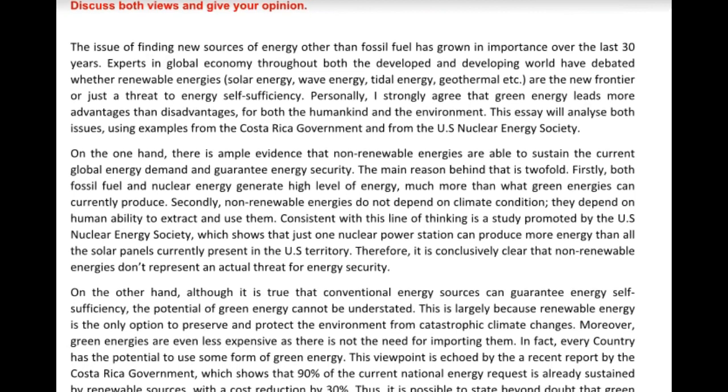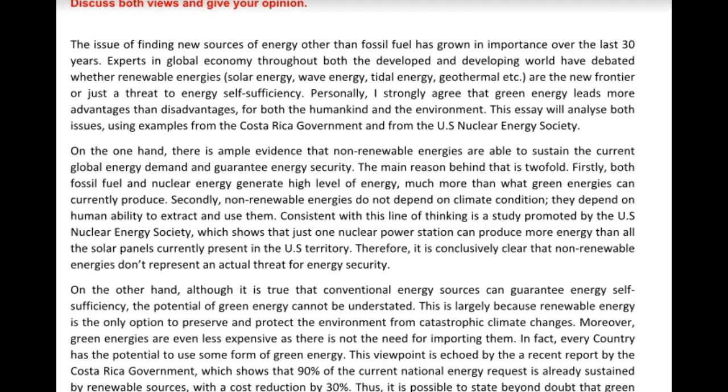Let's see. The issue of finding new sources of energy other than fossil fuel has grown in importance over the last 30 years. Experts in global economy throughout both the developed and developing world have debated whether new renewable energies, solar, wave, tidal, geothermal, etc., are the new frontier or just a threat to energy self-sufficiency.